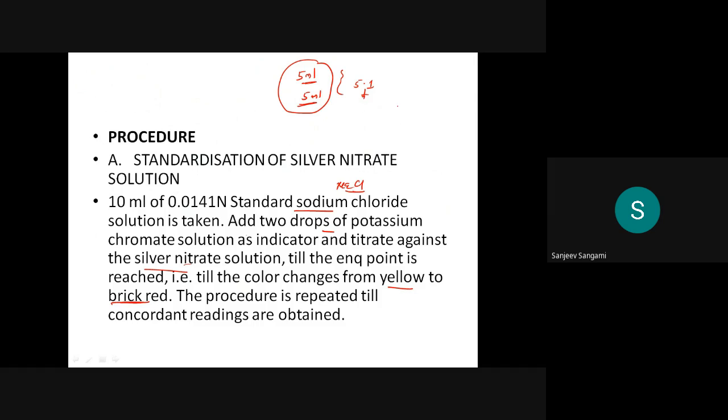Then for standardization, you calculate the normality of actual N silver nitrate solution using N1V1 equals N2V2. That I already explained in the DO experiment. Just go through that to see how exactly it has to be calculated.